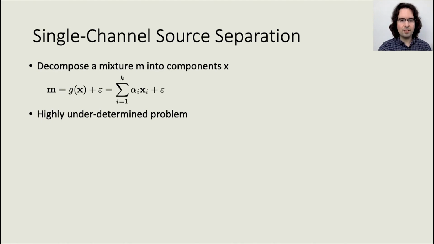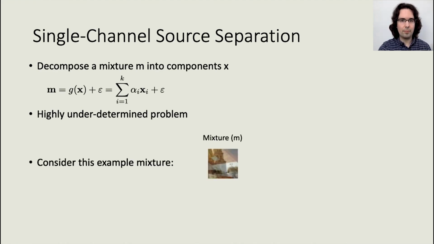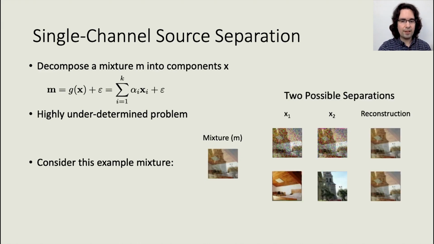To see why, let's take a look at this example of a mixture of components. On the right are two possible separations of the mixture. In both the top and the bottom rows, the components x1 and x2 add up perfectly to the given mixture. But from an intuitive perspective, the example in the bottom row is clearly a much better answer. To formalize this intuition leads us to the perspective of Bayesian source separation.